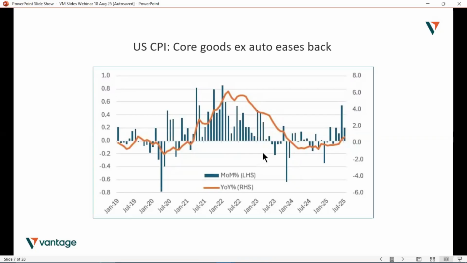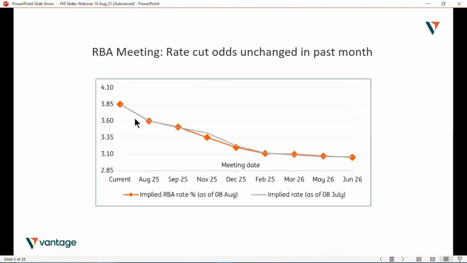If we now just go to the RBA meeting, we'll get onto the Fed later on when we look at Jackson Hole, of course. But just last week, whilst covering those events, the RBA, of course, had that meeting. I'll just pull up this chart, which is basically money markets implied rates for each RBA meeting going forward, and those odds haven't changed a great deal over the last month and even after the meeting. So the RBA did lower the key policy rate by 25 basis points to 3.6% as expected. That brings cumulative easing to 75 basis points now for this year.